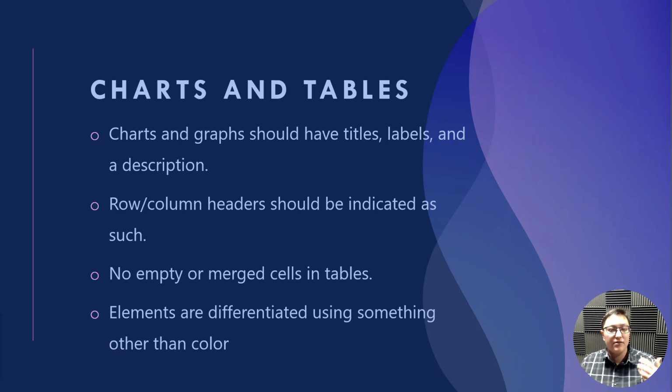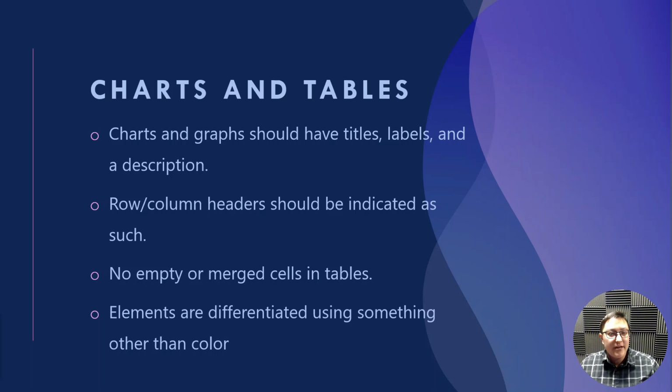And finally, as far as content goes, we're going to talk about some charts and tables. These are things that typically show up a lot, and I am a STEM major, so I'm going to use STEM courses as an example. You want to make sure your charts and graphs have titles, labels, and a description. Now, being a STEM major, I know this by heart. I've followed this forever because I have been marked off points for not having titles, labels, and a description.